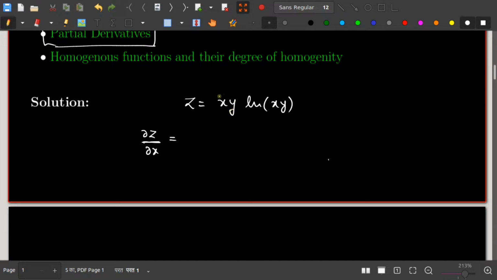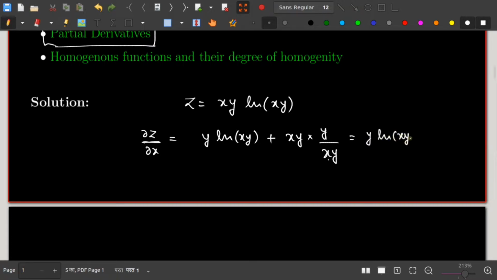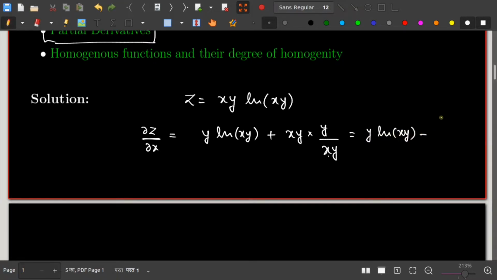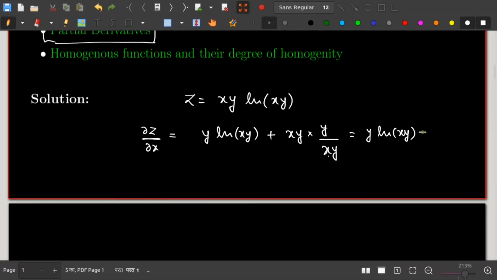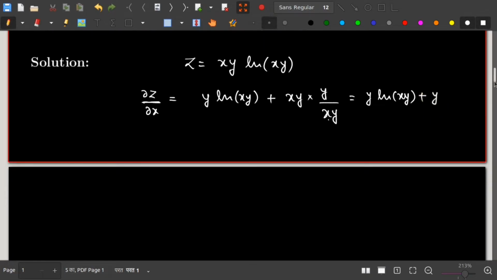So when you do the derivative of xy with respect to x, you take y as a constant and you multiply the remaining term in product rule, plus you differentiate ln xy with respect to x and you multiply xy as it is. So when you differentiate ln xy with respect to x, you keep y as a constant again, and you have 1 by xy, and then you have a y at the top here. So it comes down to y ln xy plus y.